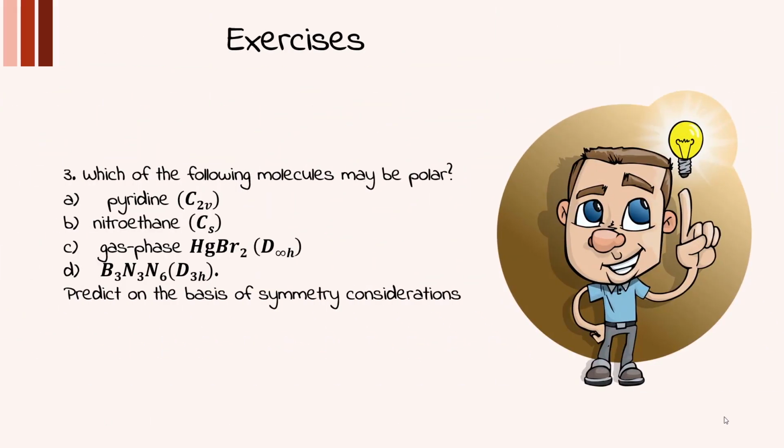The next question talks about the polarity of the molecule. You have to decide for pyridine, C2v symmetry, nitroethane, gas phase HgBr2 (D∞h), and the inorganic benzene kind of molecule which has a D3h symmetry. Predict on the basis of symmetry considerations for these molecules: are they polar? Well, yes, in one of the videos we have described the criterion for a molecule to be polar. Go through that and solve this.